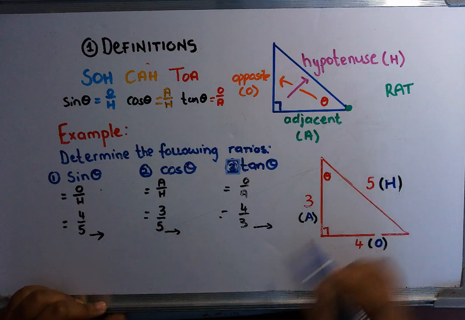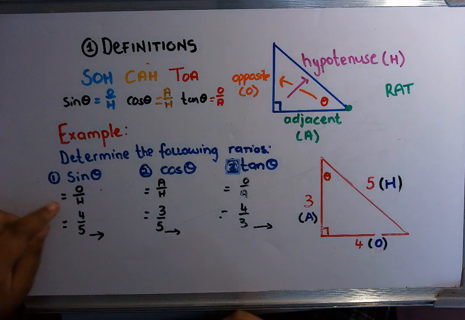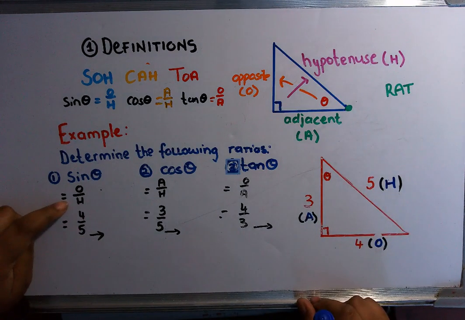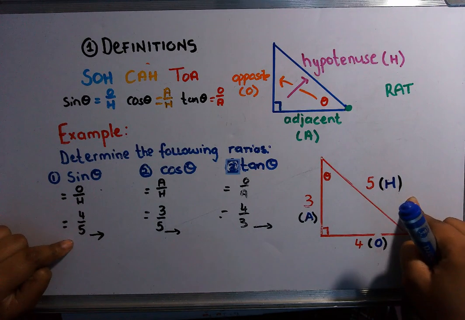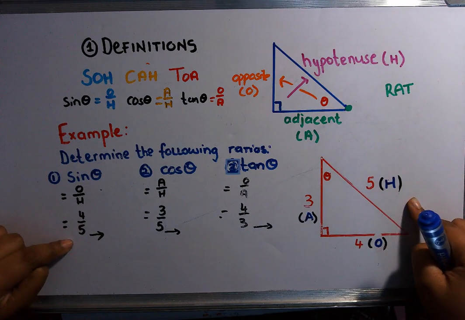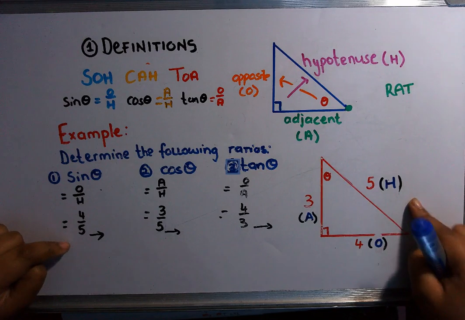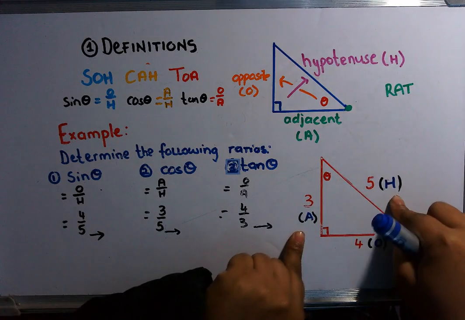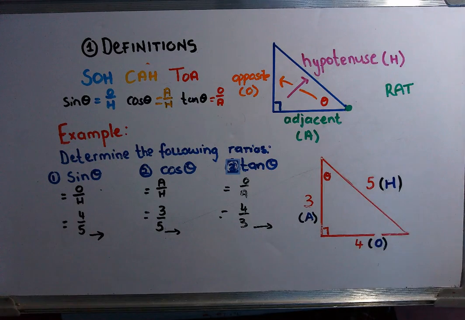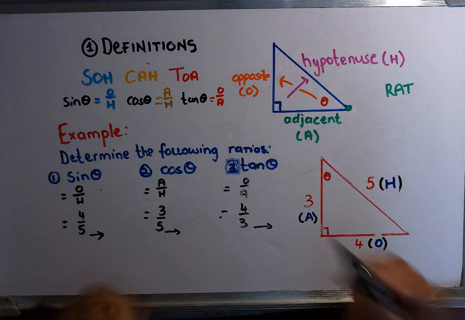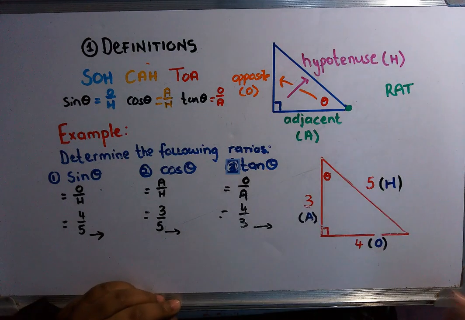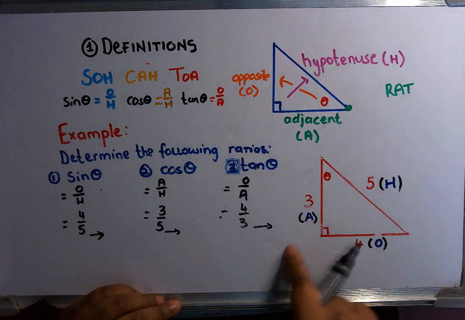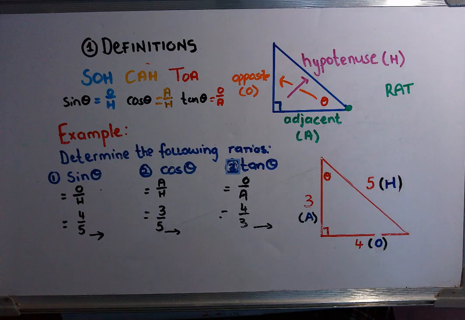Okay, they ask us for the sine of theta. Sine is opposite over hypotenuse, so that is O over H. Then I want cosine theta, which is adjacent over hypotenuse, which is 3 over 5. Easy. And the last one is the tangent of theta, which is the opposite side over the adjacent side, which is 4 over 3. And that's that. Done, dusted, easy peasy lemon squeezy.